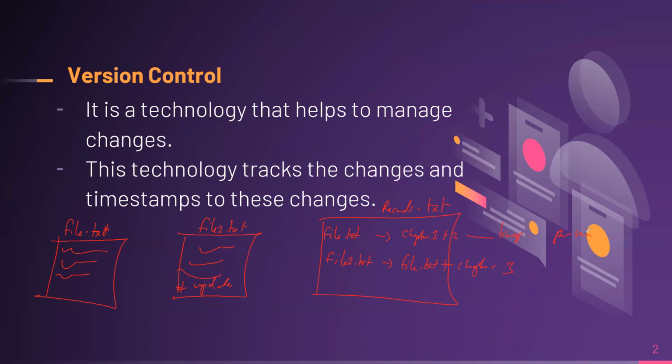So version control is just a technology, just like the way a human being will be doing, but with this particular approach, we're looking at an automated version of that where a system can be able to determine where the changes are, when the changes were made, and who made those changes. So that's what version control stands for.